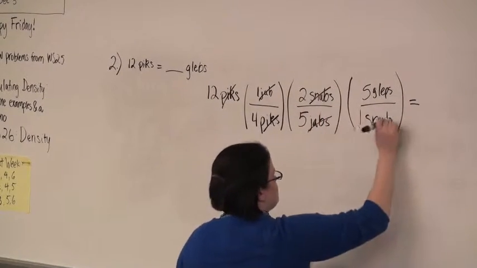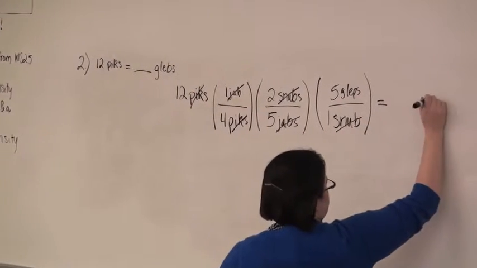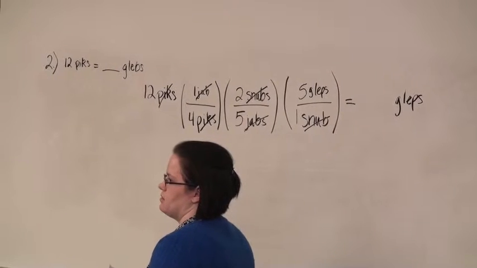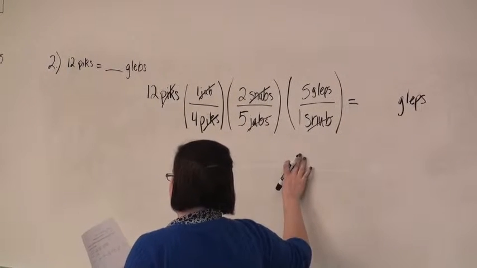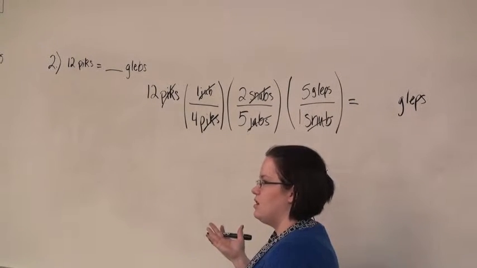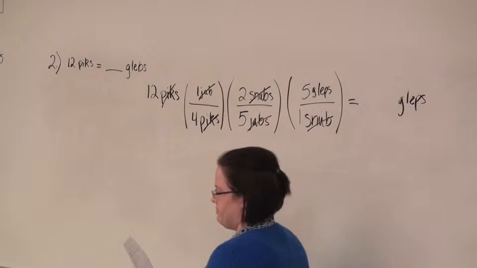So my snubs cancel out, and that means all my units have canceled out except for glebs. Which means unless I make a math error, I've probably got the right answer. Anytime you're doing any kind of unit conversions, if all your units cancel out correctly, chances are you got the right answer. It's a pretty good idea.